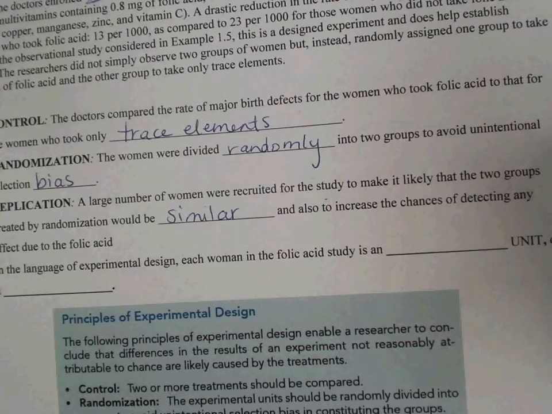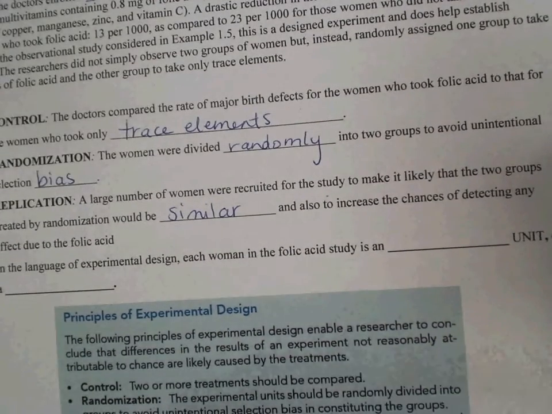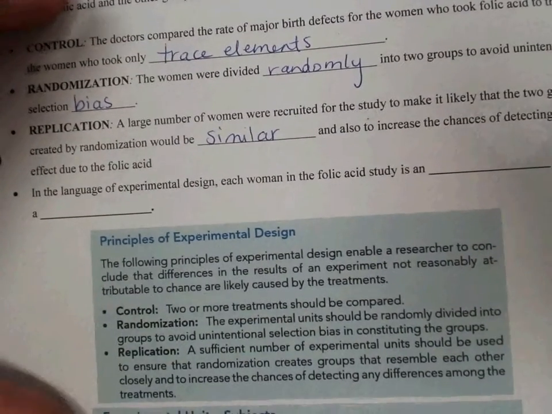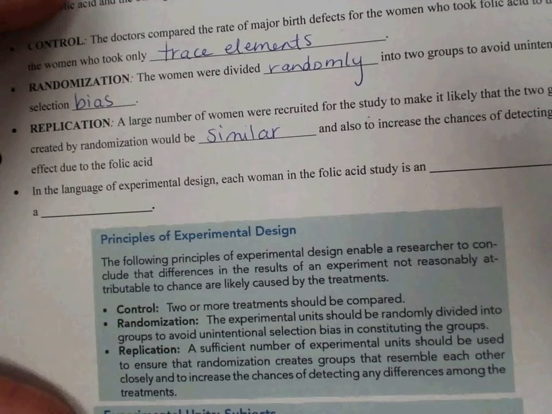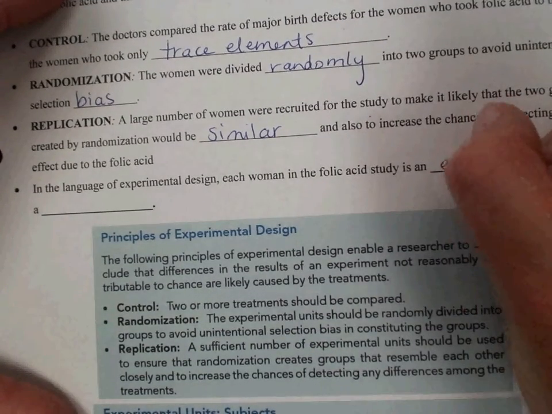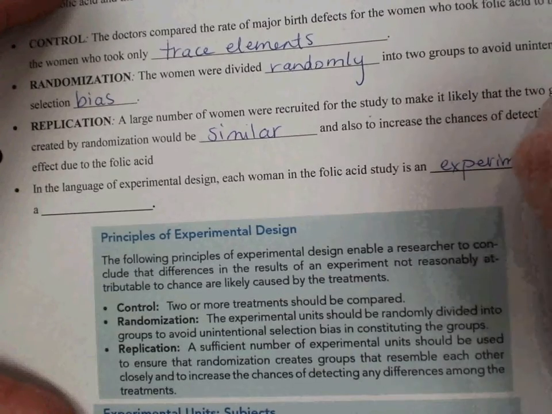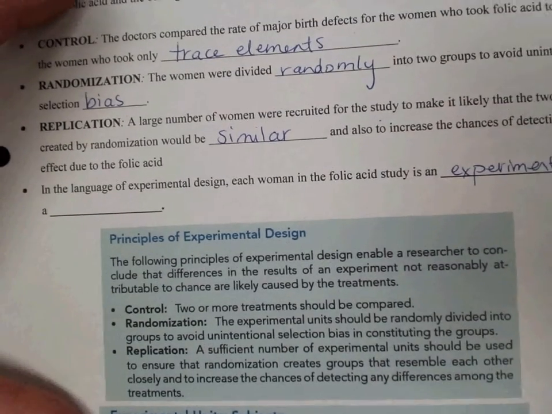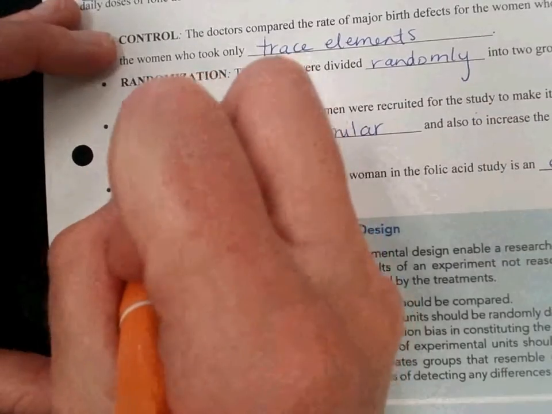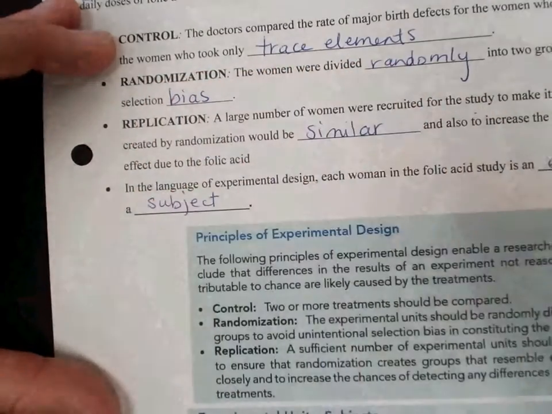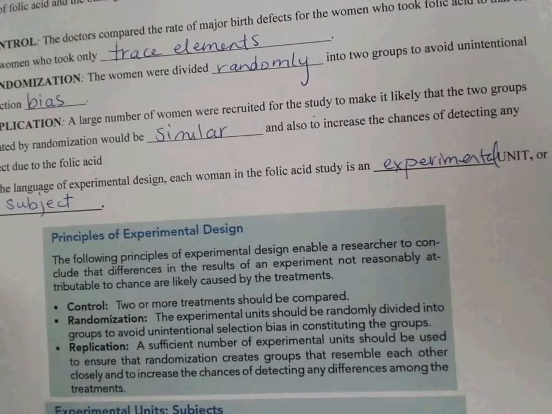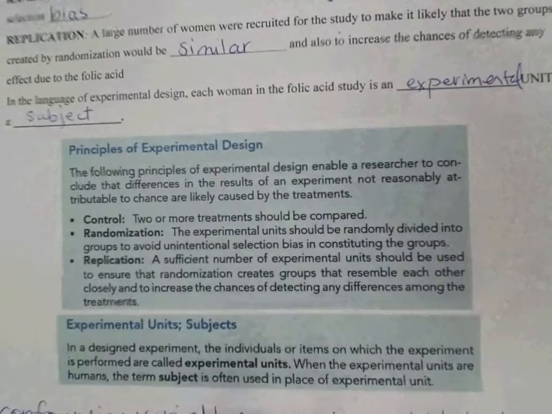As with our experiment, you're the third group that has done this. This is an experiment and it was repeated in 4 different groups at a time, so replication was there. In the language of experimental design, each woman in the folic acid study is an experimental unit or a subject. When we're talking about humans, we call experimental units subjects. That's what this says right here, down here.